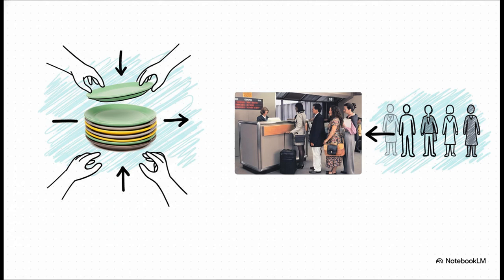On the left, you've got a stack of plates. You always put a new plate on top, and you always take a plate from the top. On the right, a line of people. First person in line is the first person to be served. These two simple ideas are unbelievably powerful in the digital world.